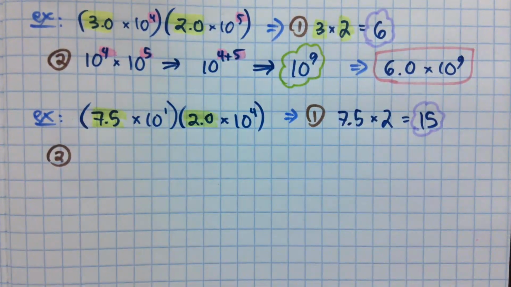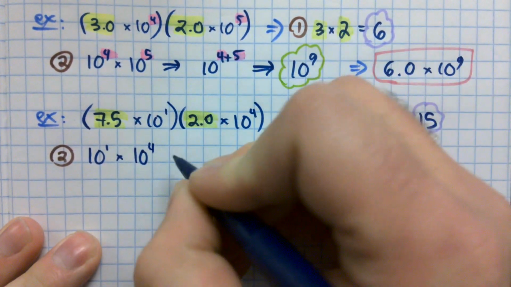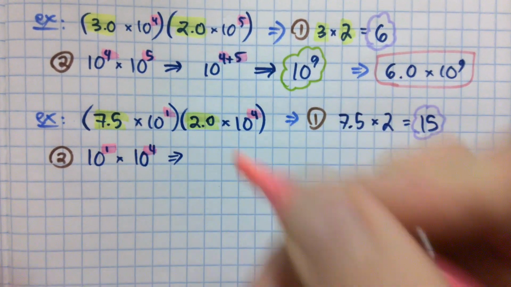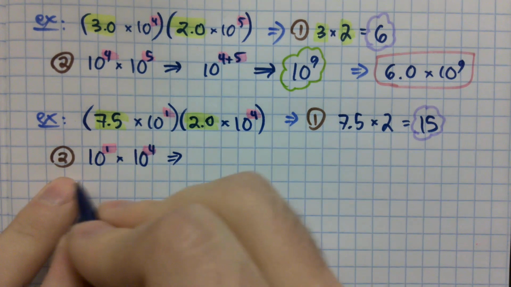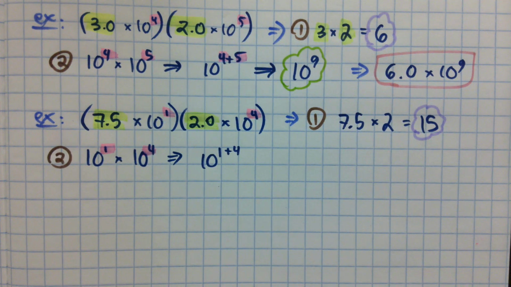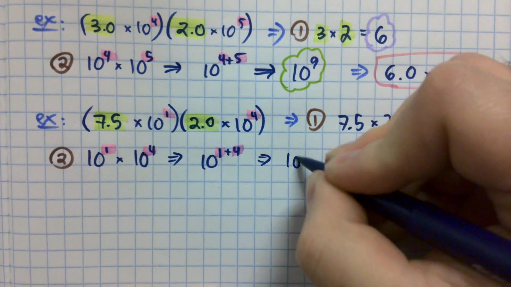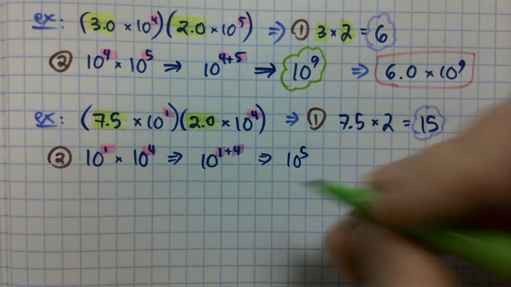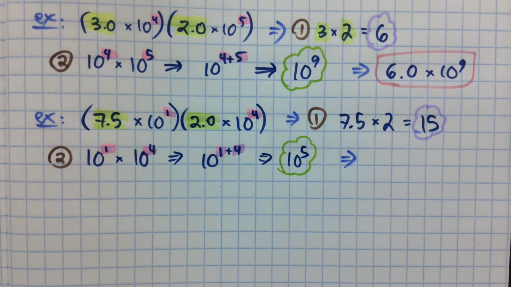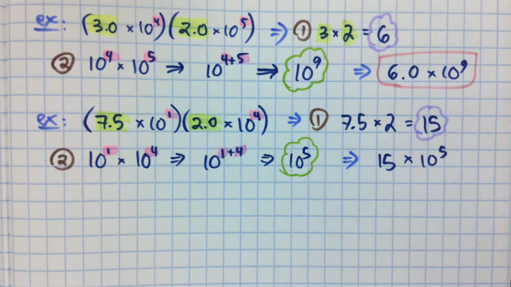Second step. We take our powers of 10. 10 to the first times 10 to the 4th. I'm going to highlight. I know you guys don't have highlighters, but this is just so you can see where I'm getting these numbers from. 10 to the first times 10 to the 4th gives us 10 to the first plus 4, or 10 to the 1 plus 4, I guess I should say, which gives us 10 to the power of what? 5. 1 plus 4, 5. That's our new power of 10 again for now. When we put these together, we get 15 times 10 to the 5th.